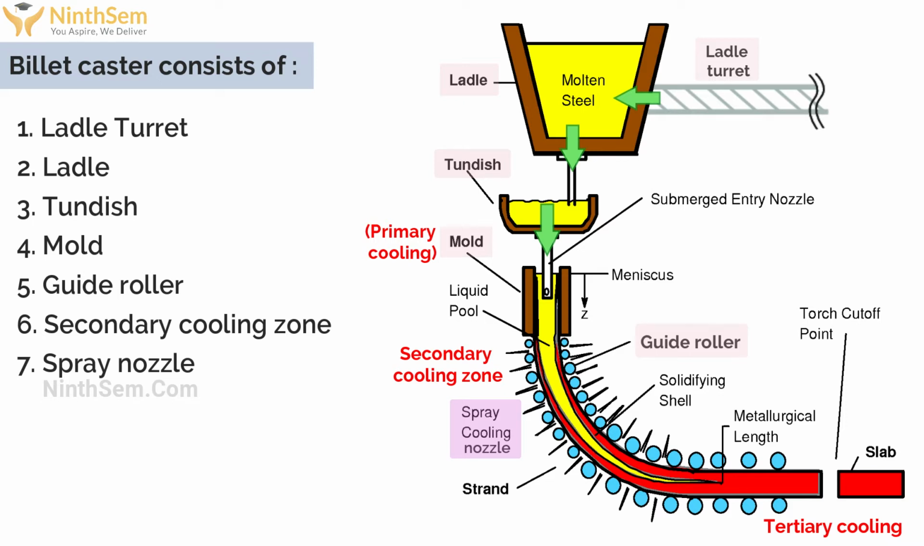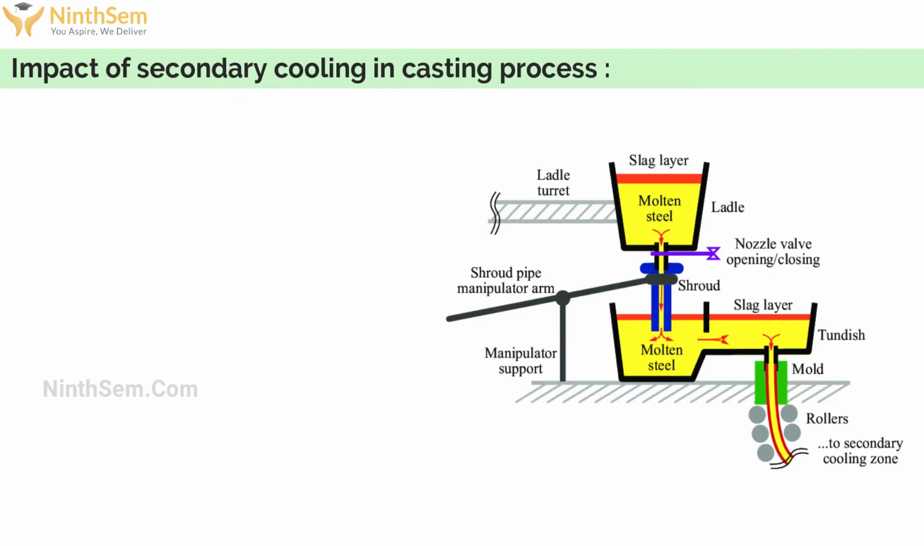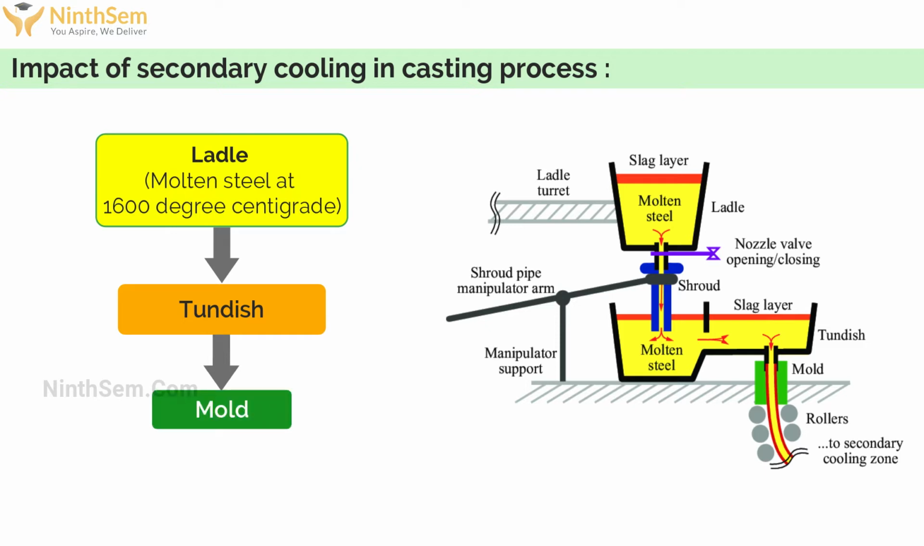So, what is the impact of secondary cooling in the casting process, and why is it necessary? From the figure, as I told already, we can see there is a ladle in which molten steel at approximately 1600 degrees centigrade is allowed to fall in the tundish. The liquid steel is then allowed to flow inside the mold tube where the primary cooling is done.